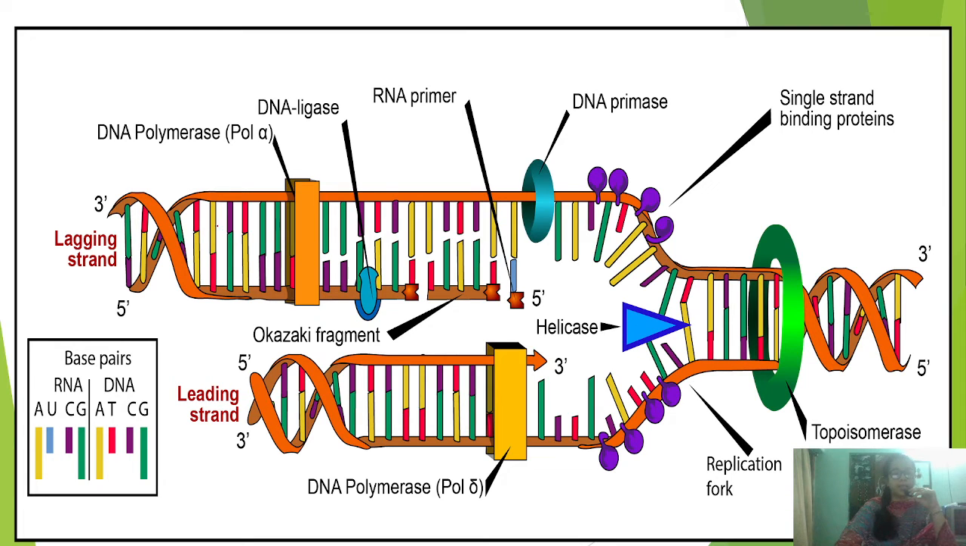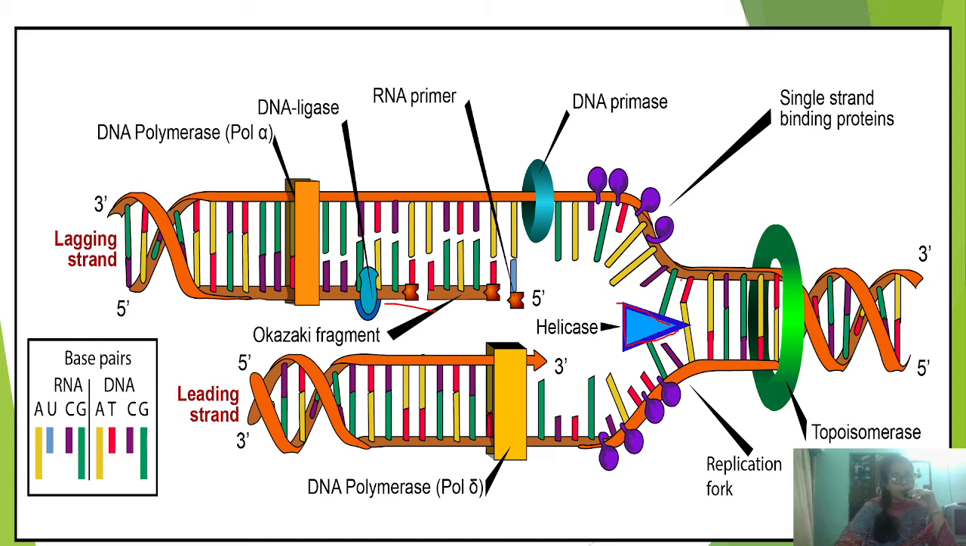Before that, this is a clear picture of how the replication occurs. When we discuss the process of DNA replication, at that time I will mention how the process happens one by one. For now, let's discuss first what happens. The helicase enzyme, you can see this arrow mark, binds to one strand of the DNA.